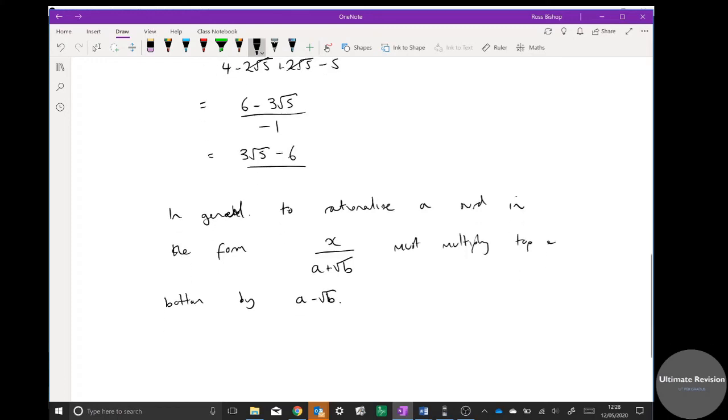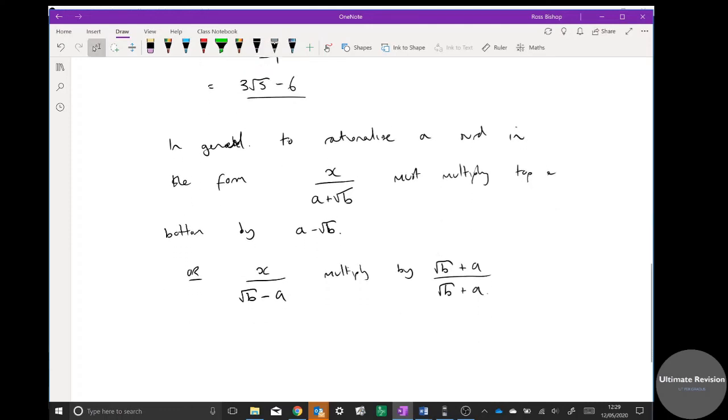Okay, it would work the other way around. If you had x over root b plus a, you would multiply by root b minus a. And if it was a negative there, so if it was root b minus a, you would multiply by root b plus a. So you change the sign of the second term.